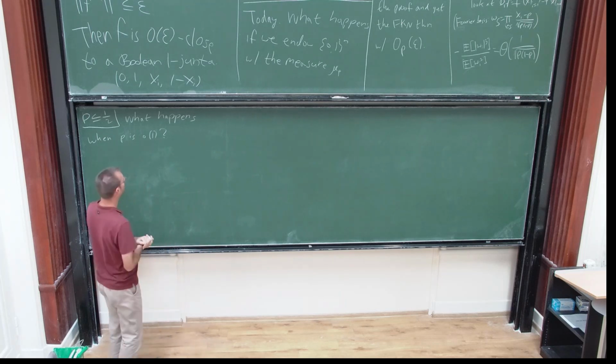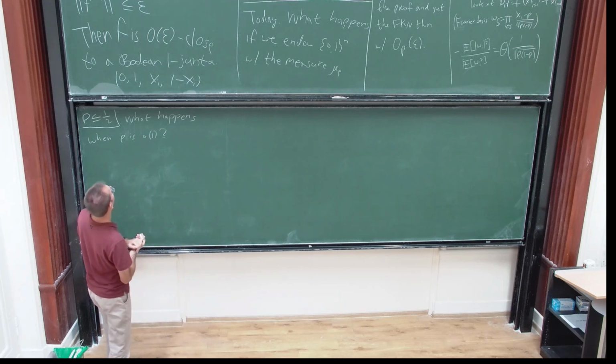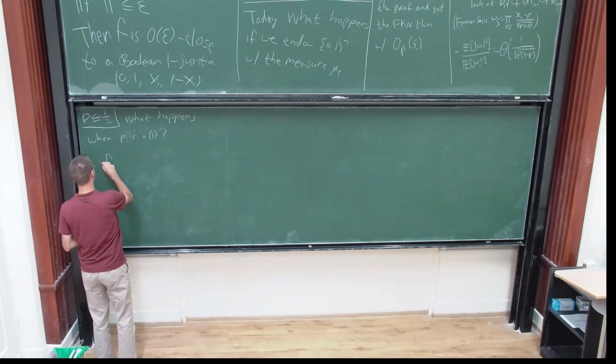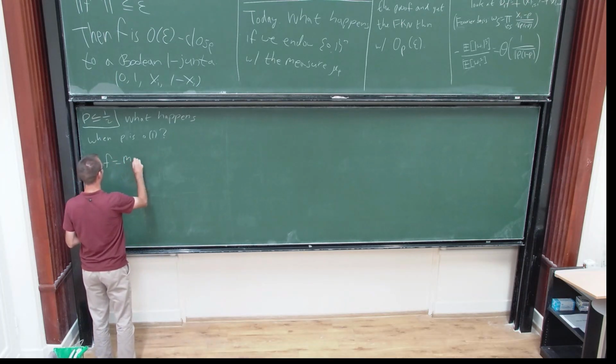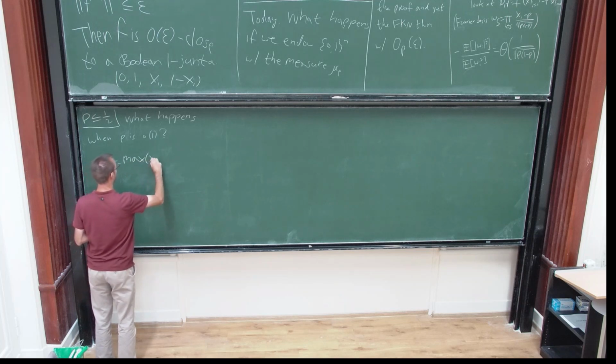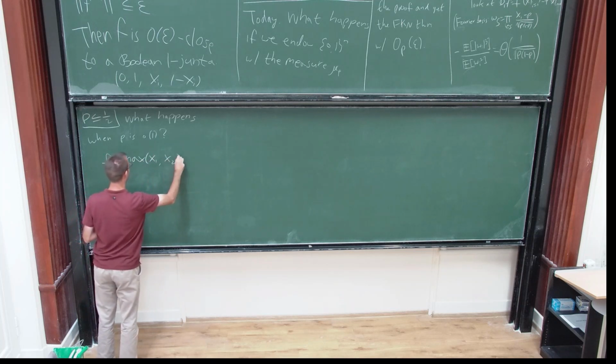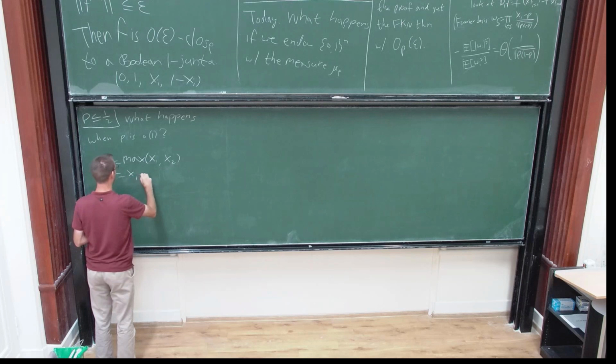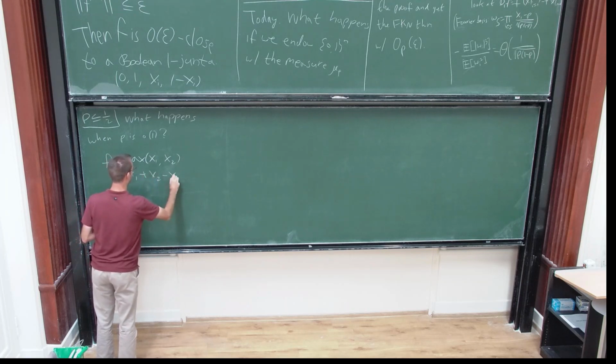So here's an example. Let's take the function f, which is the maximum between x1 and x2, which is also x1 plus x2 minus x1 x2.